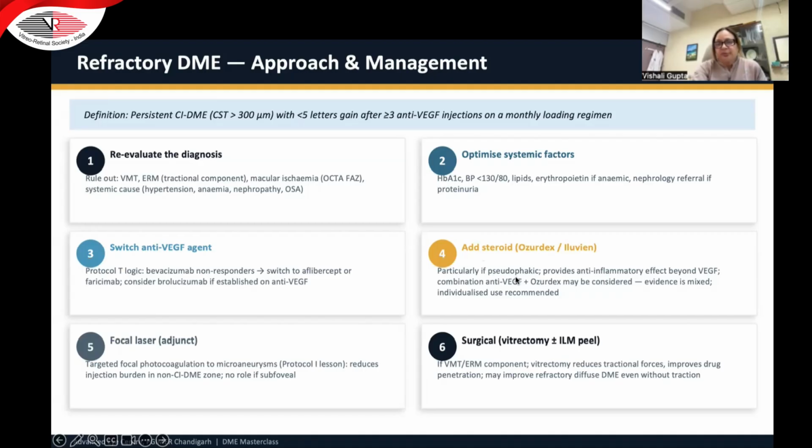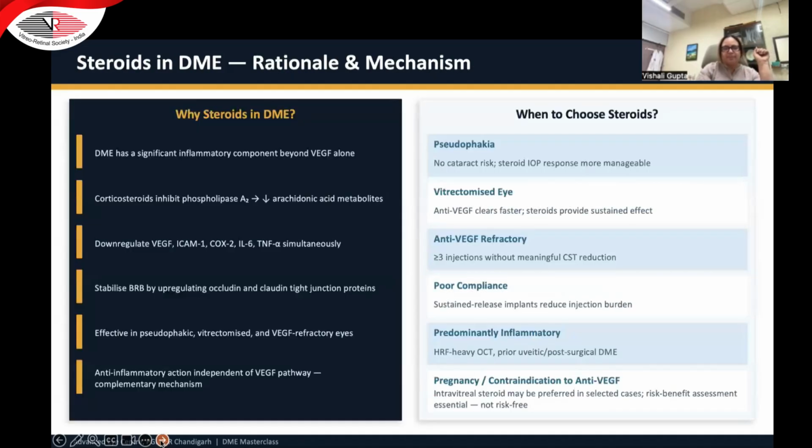Steroids, particularly if your patient is pseudophakic and you have anti-inflammatory effects beyond VEGF. For example, you are seeing serous detachment, you are seeing hyperreflective foci, and these are the kind of patients I give steroids rather than switching the anti-VEGF. You may sometimes consider adding a little bit of focal laser to the microaneurysms, which reduces the injection burden. And of course, if it is the tractional variety, you have to do surgery.